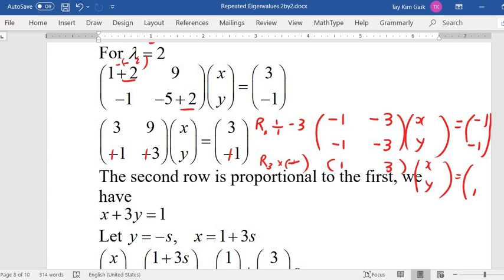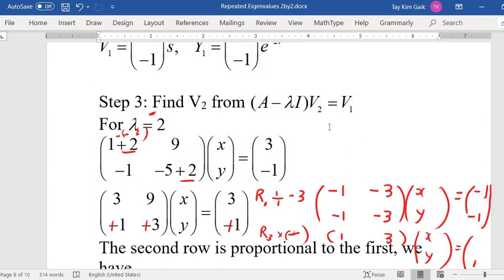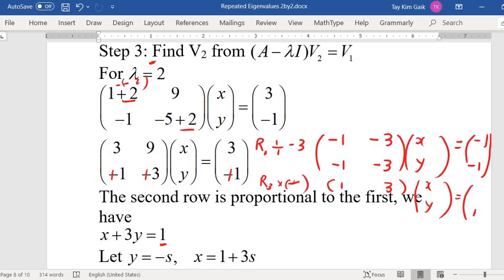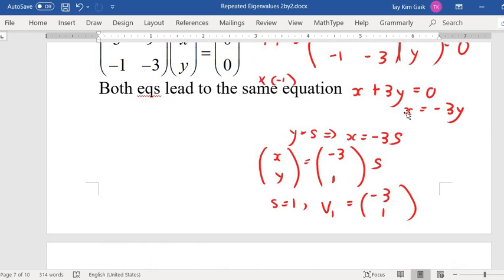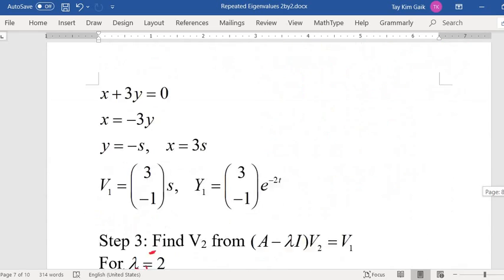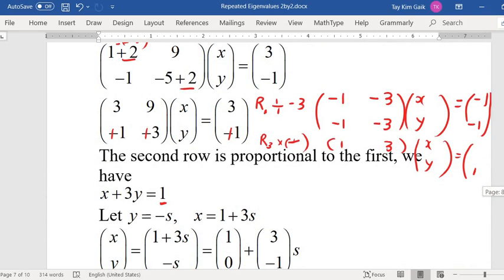Compared to step 2, where x plus 3y equals 0, this is the difference. In step 3 you solve A minus lambda I times v2 equal to v1, while in step 2 this is equal to the zero vector. That is why the difference is only at this part. And for a repeated eigenvalue, if in step 2 you let y equal to s, then here you must make the same assumption: y equal to s.